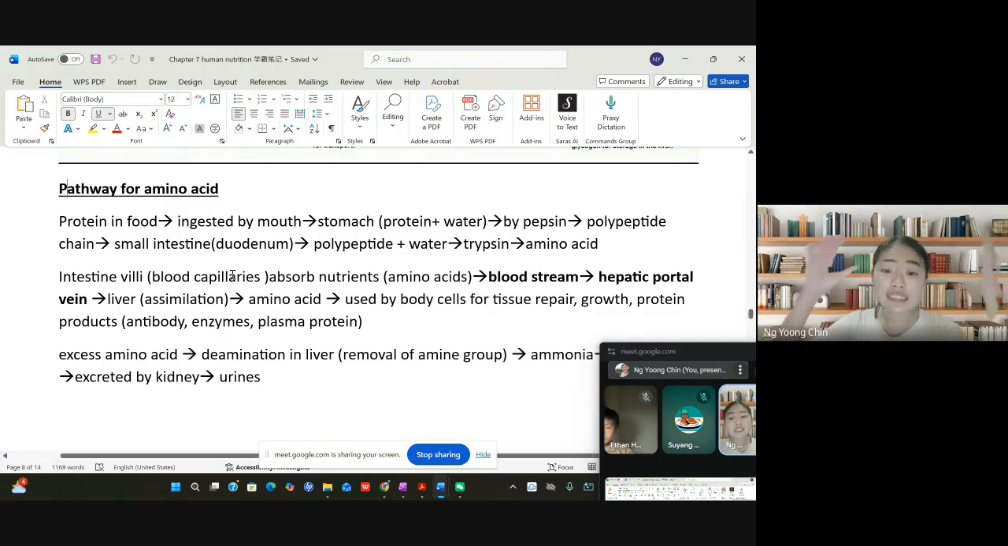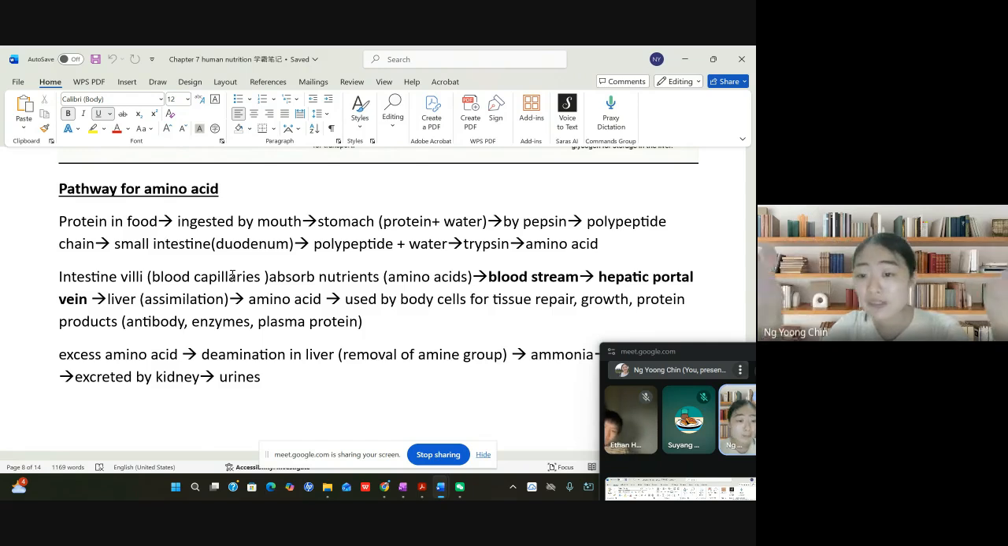Later, the intestinal villi, which have blood capillaries, the blood capillaries on the intestinal villi will just absorb the amino acids. So now the amino acids enter the bloodstream. From the bloodstream, they get into the liver again, the same as the glucose, by the hepatic portal vein. So once the liver takes up the amino acids, assimilation will happen.